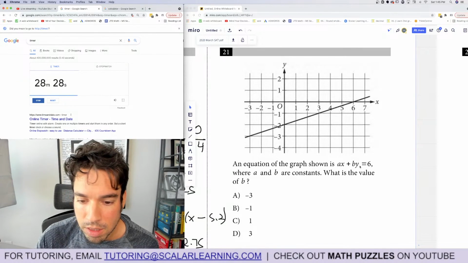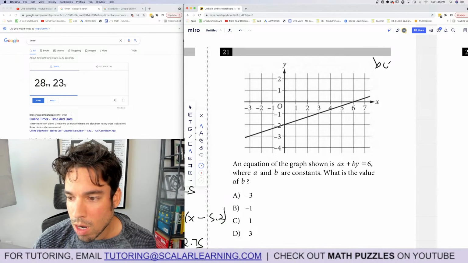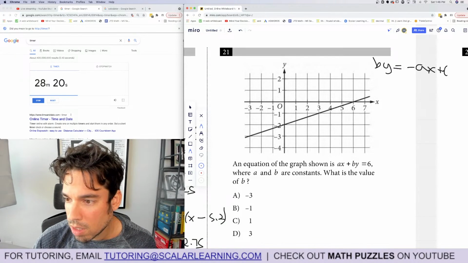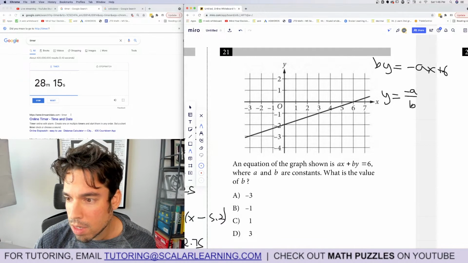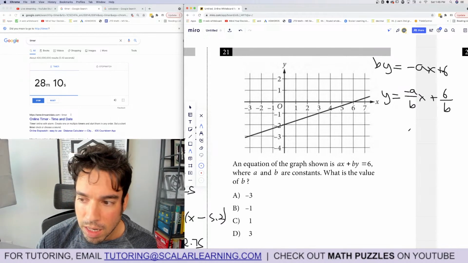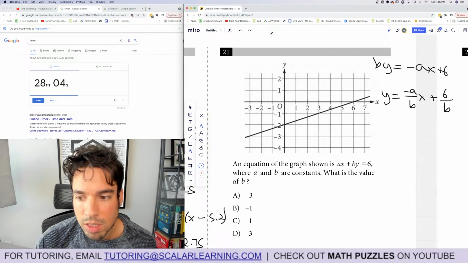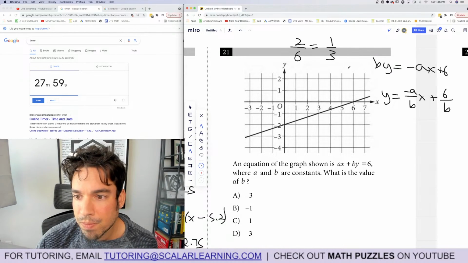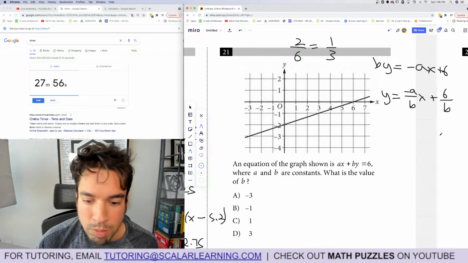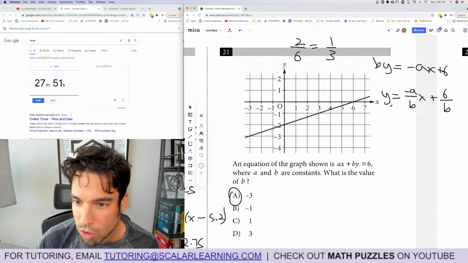The equation of the graph shown is this, where A and B are constants. What's the value of B? Let's put it into slope-intercept form, right? So I get BY equals negative AX plus 6, divided by B, Y equals negative A over B X plus 6 over B. Boom. And then my slope here is 2 over 6, so it's a slope of 1/3. What is the value of B? And my y-intercept is negative 2, which means B is negative 3. Right? Because 6 over negative 3 is negative 2.